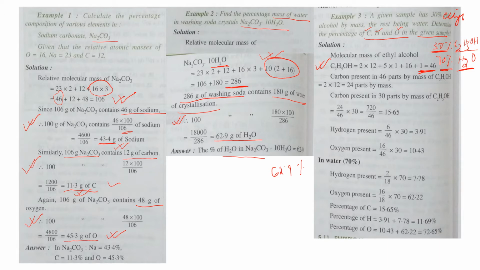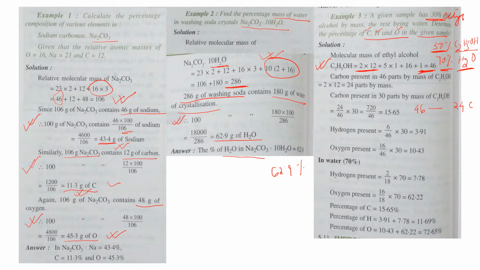Now find out the percentage of carbon present in 30 gram of ethyl alcohol, 30 parts of ethyl alcohol rather, because gram is not said here. Whether it is gram or part, it is all the same because gram is not given here. So we will call it as part. So first what you will do, 46 parts of ethyl alcohol contain 24 parts of carbon.